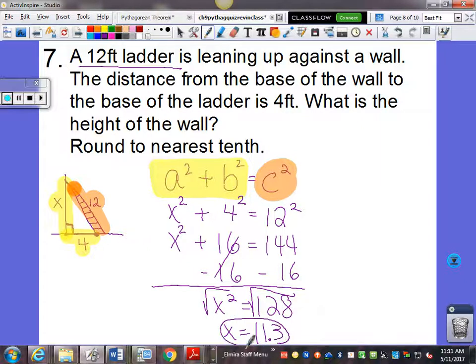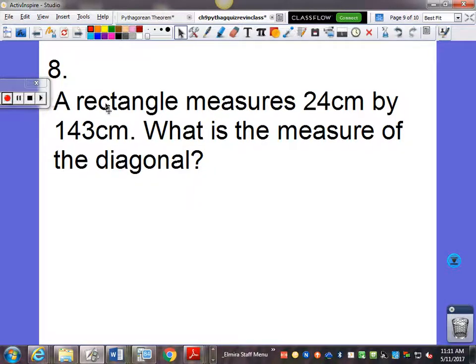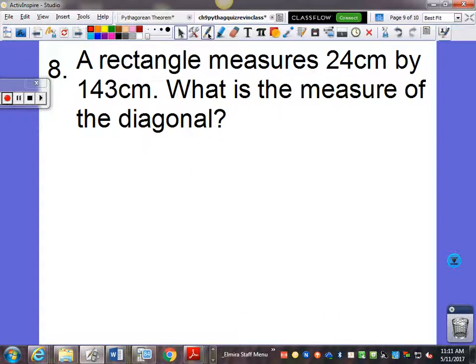Okay, most square roots, unless it's a perfect square, they're not something you can do in your head. You have to use a calculator. Alright, last one. Okay, a rectangle. Let me move this up. Give myself a little more room. Okay, a rectangle.